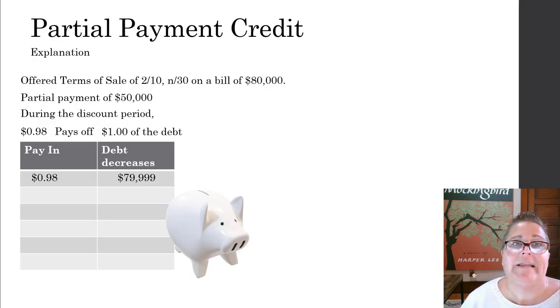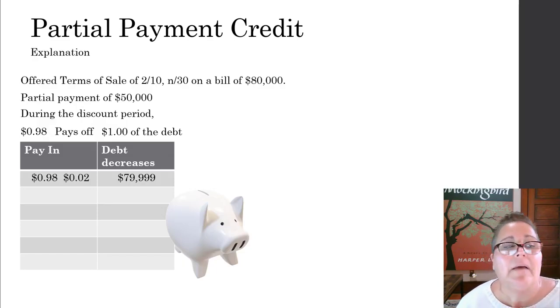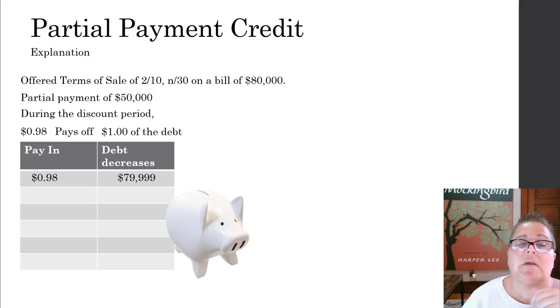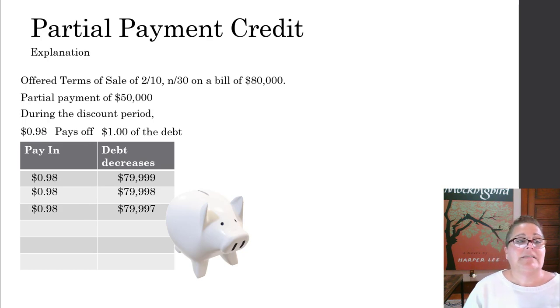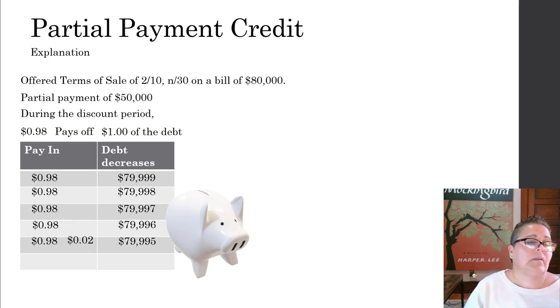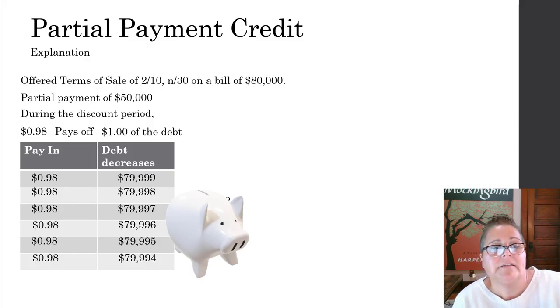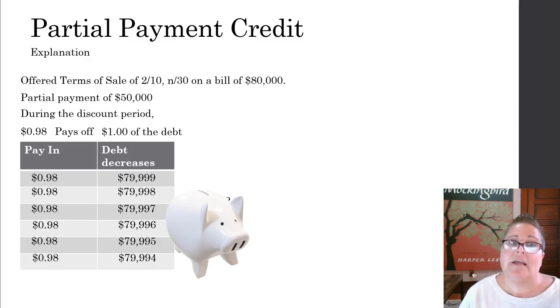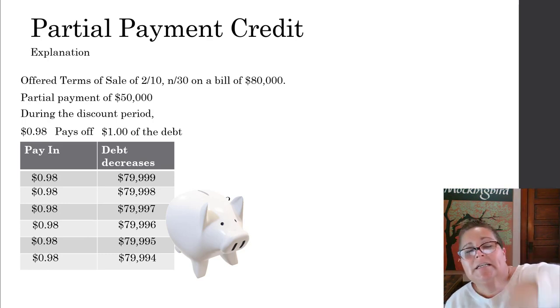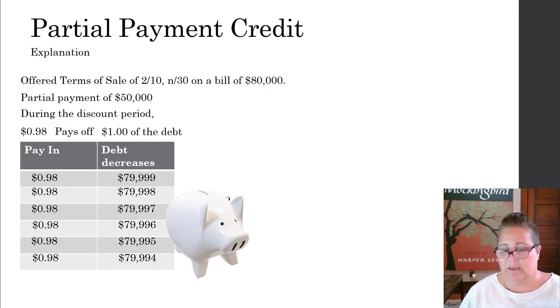So if you pay in 98 cents, your debt would go down to $79,999. That means there's 2% or 2 cents out of that dollar that you can put in a piggy bank. You can save it. You'll need 98 cents to pay off the next dollar, for $79,998. And that 2% or 2 cents goes into the piggy bank. The same for the next $4. So here I've put in $6. The debt is now $79,994. And I have 6 different 2-cent increments in my piggy bank. Piggy bank happy, he's got 12 cents in there.